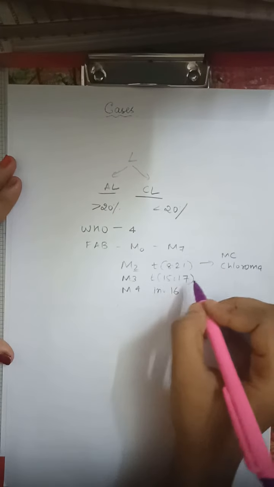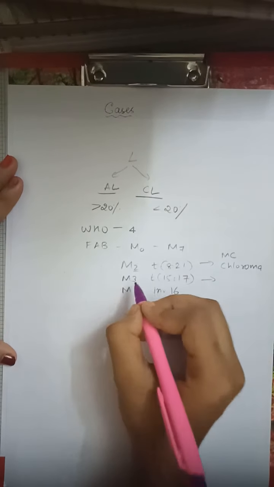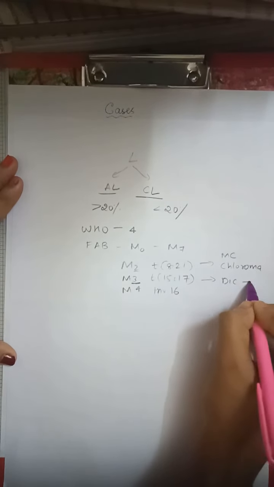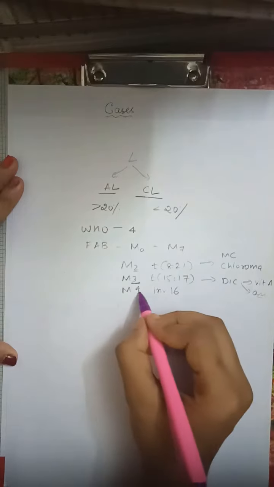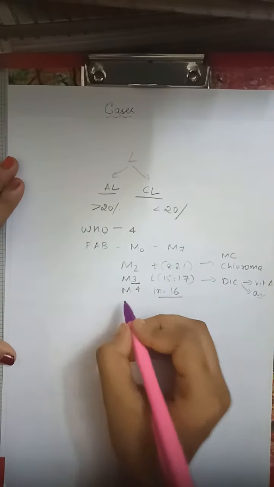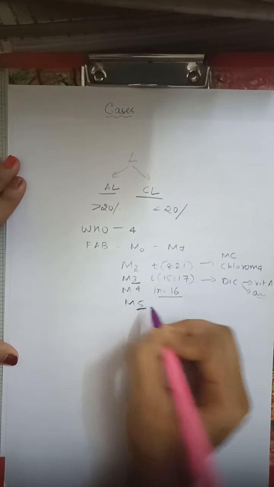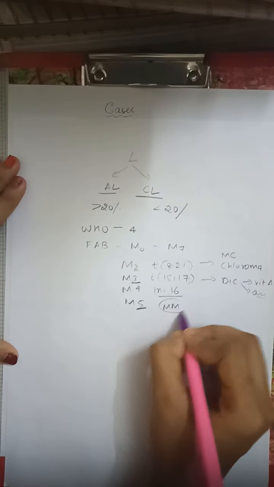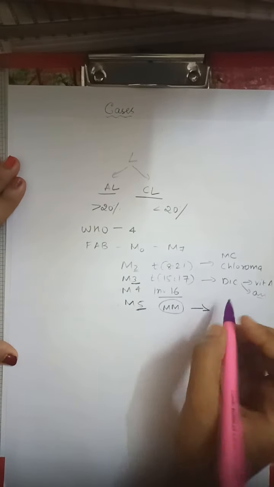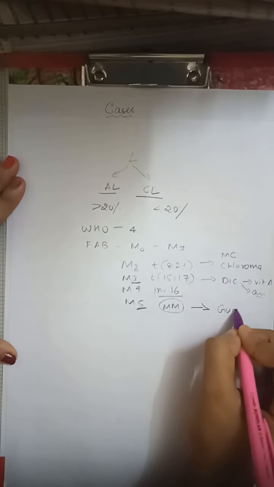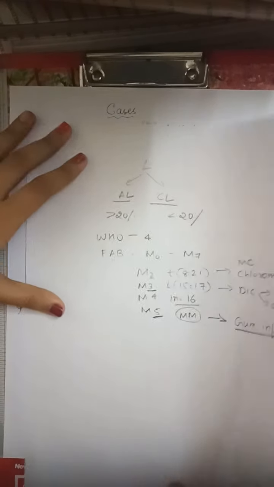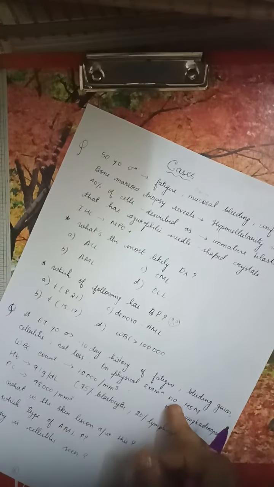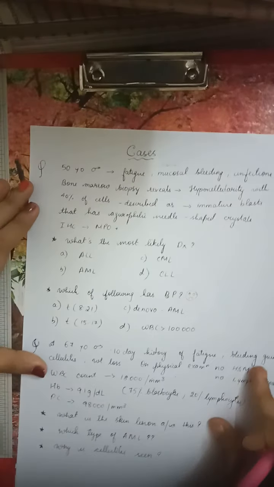When I consider M3, it causes DIC, and treatment is with vitamin A or arsenic trioxide. And M4 was inversion 16. And one more, our 5 rupees bubble gum, M5, myelomonocytic, which leads to formation of gum infiltration. So this is just the summary. I have just included 2 cases, a 1 minute quick discussion.